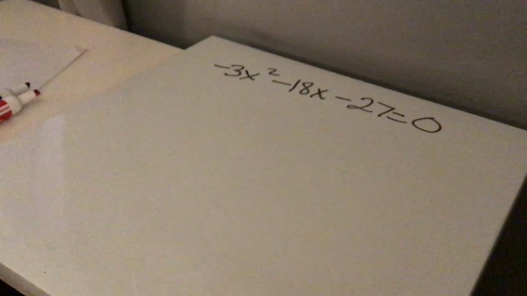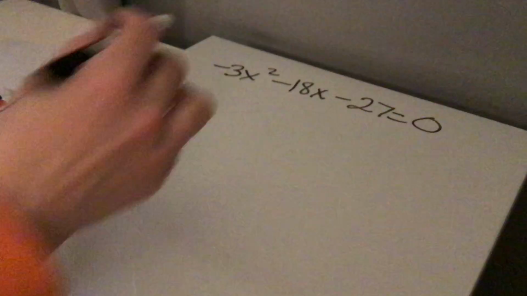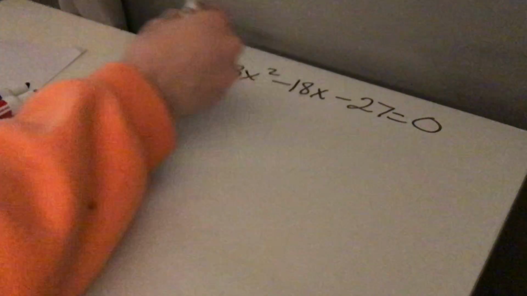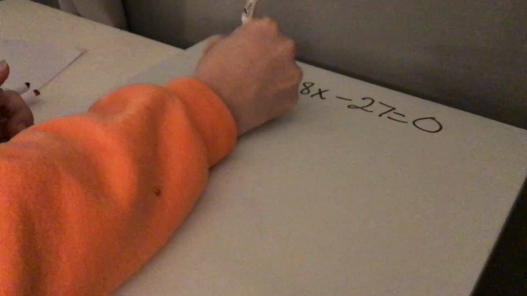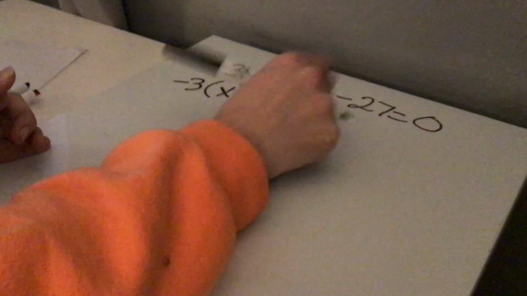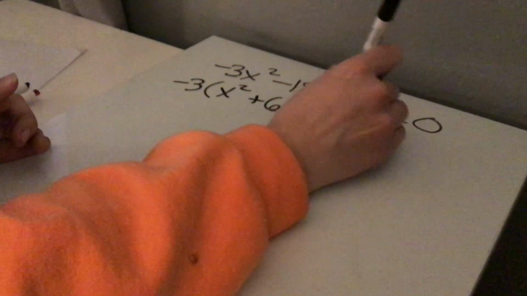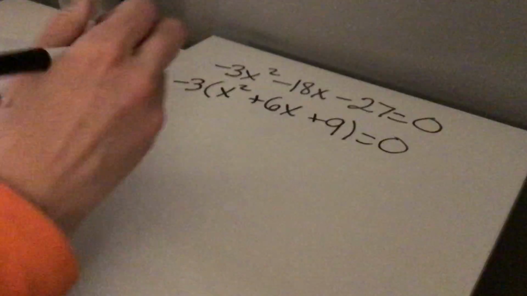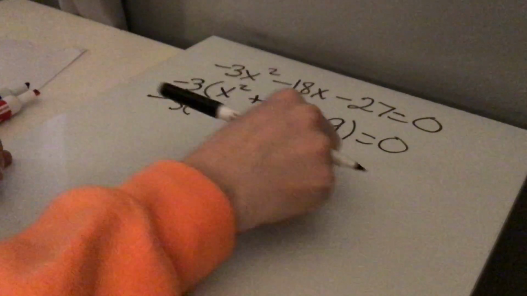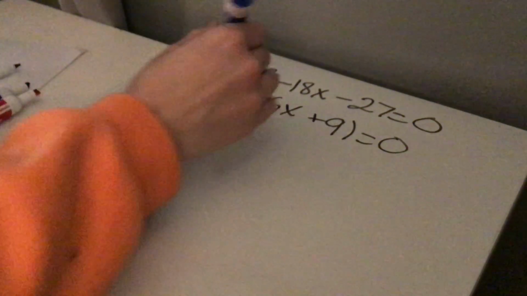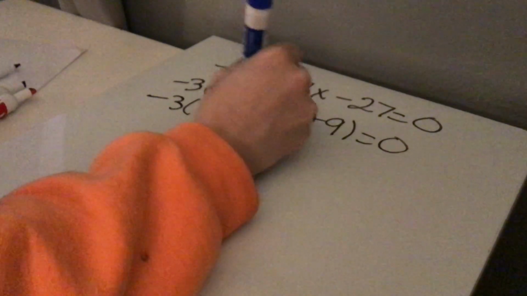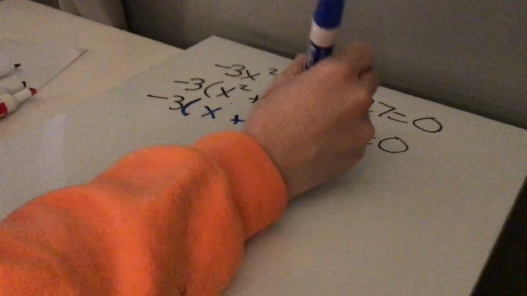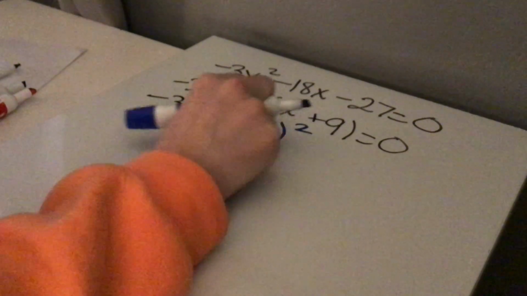Okay, so notice that they are all divisible by 3. So I'm going to factor out a negative 3 first. So dividing this by negative 3, we get x squared. Negative 18 divided by negative 3 is 6x. And negative 27 divided by negative 3 is 9. Then I'm going to factor here, okay? So this is a number squared, and 9 is 3 squared, and 6 is 2 times x times 3.